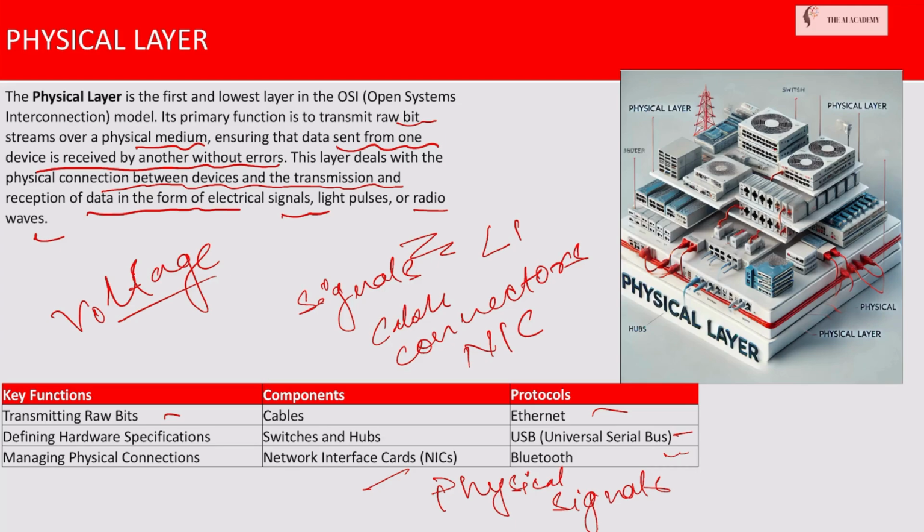For example, electrical signals are used in wired connections like Ethernet and USB, where data is transmitted as electrical impulses through cables. And radio waves are used in wireless technologies like Wi-Fi and Bluetooth, where data is transmitted through the air using radio frequencies. Next is the data link layer or layer 2.